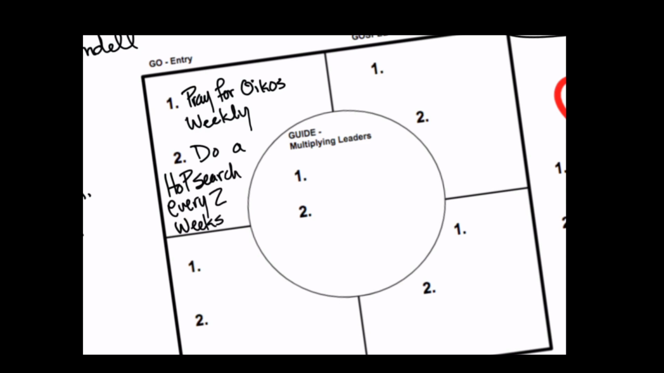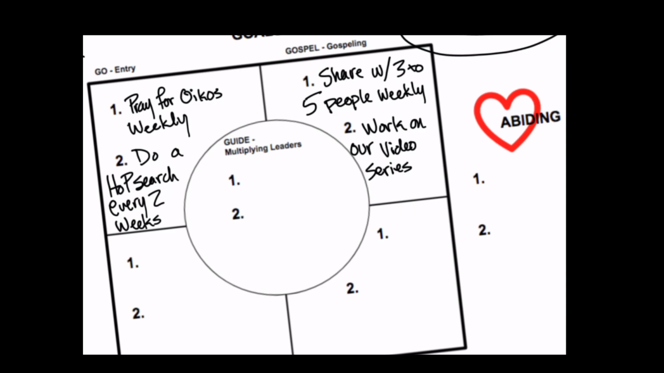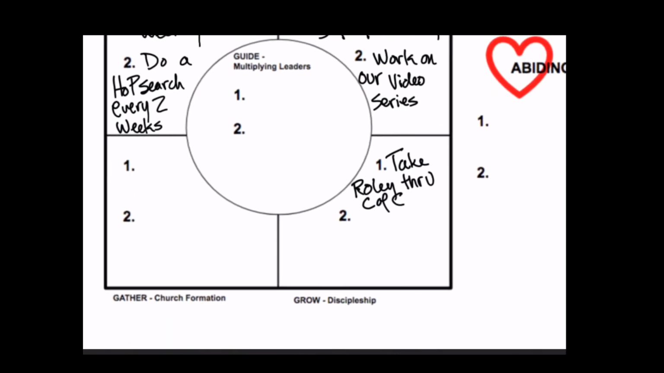For field 2, I'm going to share the gospel with 3 to 5 people a week. I'm also going to work on Deb and I's video series where we're sharing the gospel with people that we meet as we're traveling. For field 3, I'm going to take Rolly through the commands of Christ, and I'm going to teach him and model for him the 3/3 process.